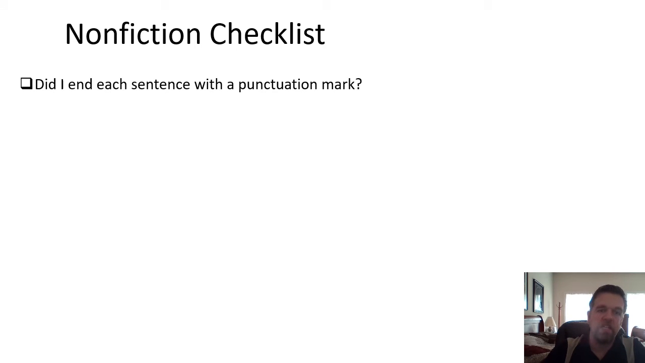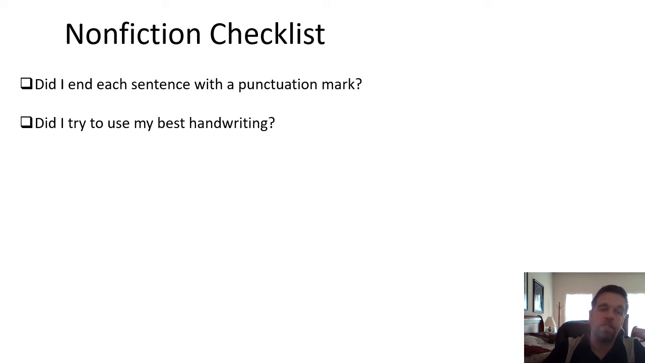Did I end each sentence with a punctuation mark? If the capital letter tells the reader that a new sentence started, a punctuation mark at the end of a sentence tells the reader that that idea, that sentence, is over. So we want to make sure that our readers know when the sentence starts and when that sentence ends.